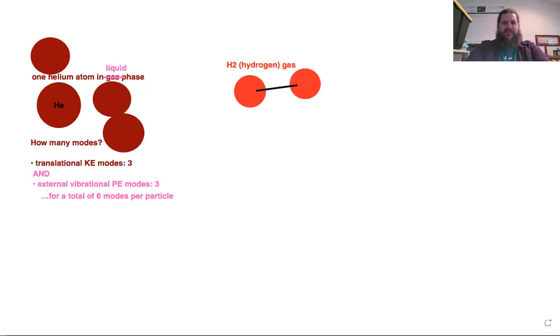So we're going to have translational modes: 3. It can move in 3 dimensions. And there's no interaction with its neighbors. So that means we don't need to worry about any potential energy of interacting with neighbors. But how else can it move other than translation? That's going to become important here.